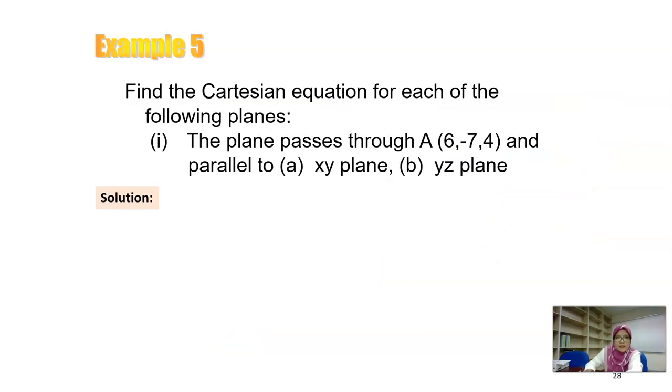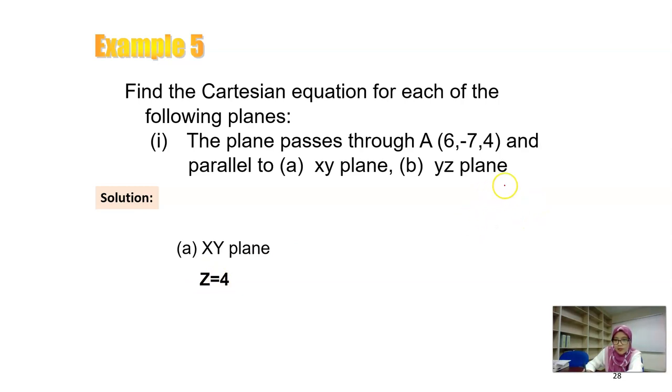Next, find the Cartesian equation for each of the following planes. A: the plane passes through 6, negative 7, 4 and is parallel to the XY plane, and B is the YZ plane. That plane passes through this point and is parallel to the XY plane. B is the YZ plane. The XY plane is on the line Z equals 0.